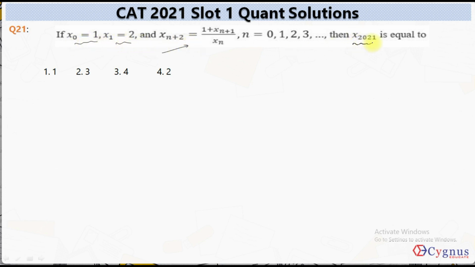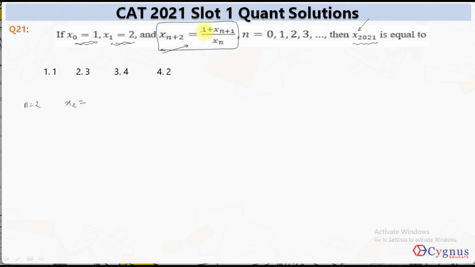X of 2021. Now look at this, 2021. I cannot find the value for 2021. That means there should be some pattern. Let's try to calculate a few values here. What is given here? X0 is 1, X1 is 2, and there is a relationship. So the best way is what? Try to find out the next few values so that you get the pattern here. When you put n equal to 0, this becomes x2. Yes or no?